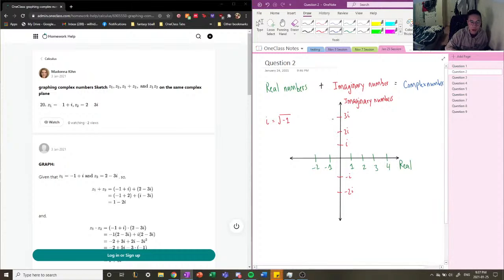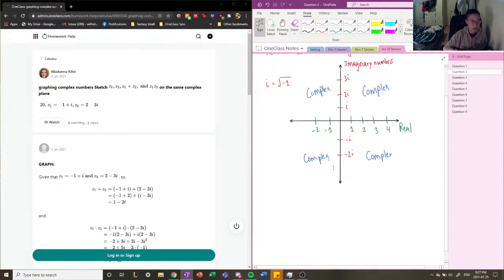So a complex number exists in each of these quadrants. A complex number will exist here and here and here, right? Only real numbers exist on the horizontal axis, imaginary numbers exist on the vertical axis, and if you combine them together, you get complex numbers. So that's what a complex number is, and they gave us two complex numbers.